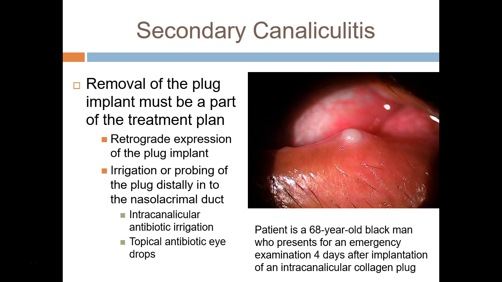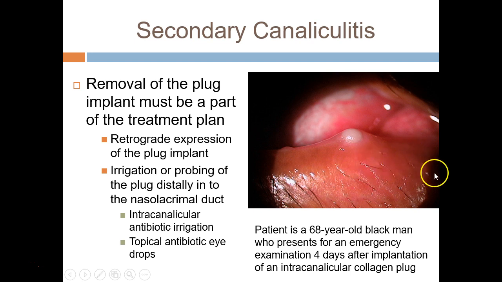The first thing you've got to do to fix it is get the plug out. You aren't fixing anything until you get the plug out. So I basically grabbed a needle, popped this cap open, probed around in there, and I wanted to see if I could express it out through the puncta, what would be called retrograde expression. I just put the thing in 4 days earlier, so I knew it was still in there, because it was designed to last 4 to 6 months. If it had moved on out and been dislodged, he probably wouldn't have developed the infection. So I had a high degree of suspicion that the plug was still in there.